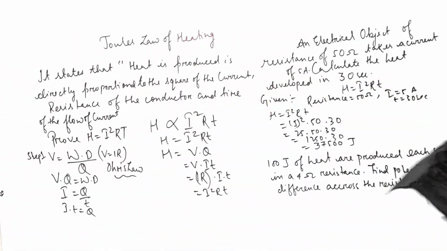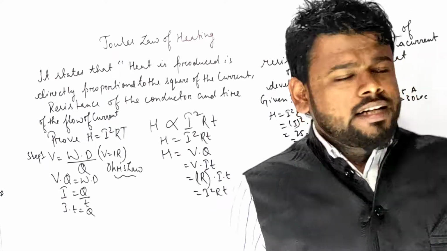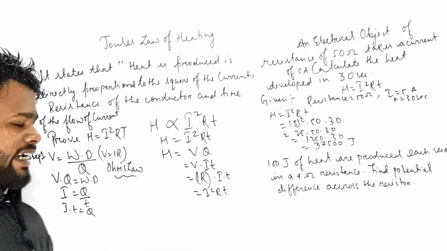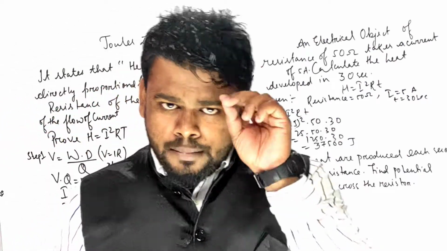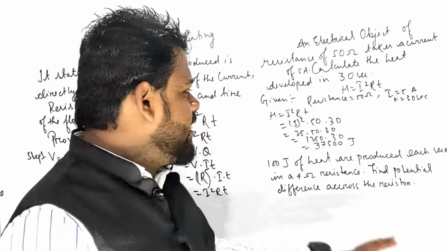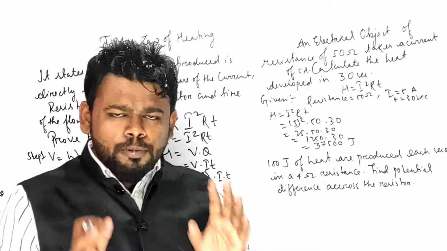Let us start with the next problem. Let me see, I have enough space below, I can do it. All right, so see another numerical. 100 joule of heat are produced each second. Please, my dear children, pause it and do it on your own. If you cannot understand, play it and go for the solution.